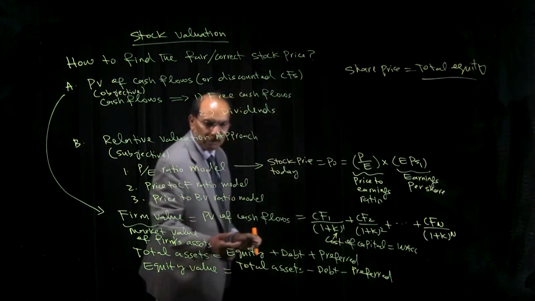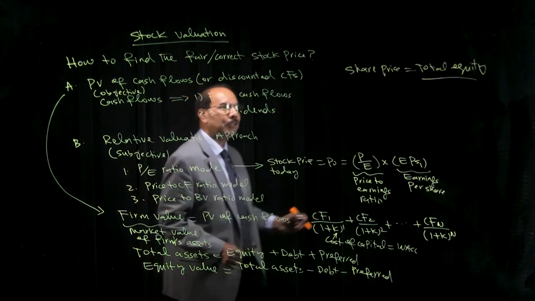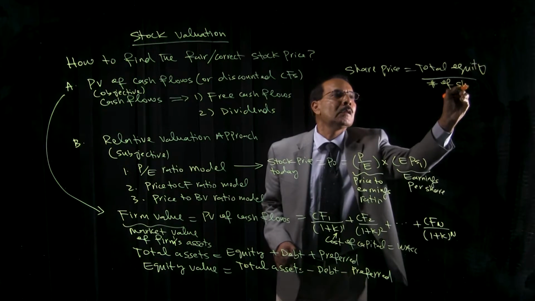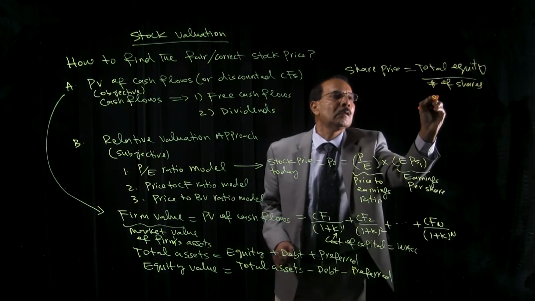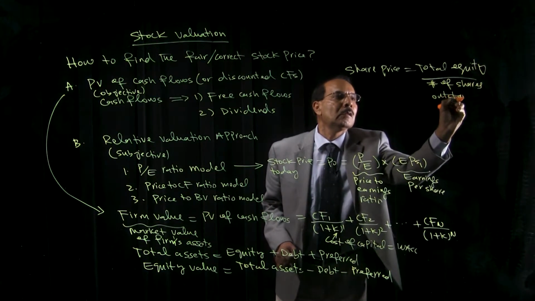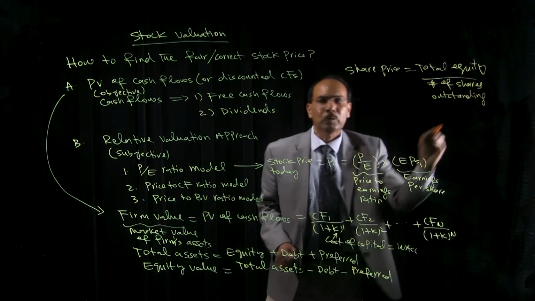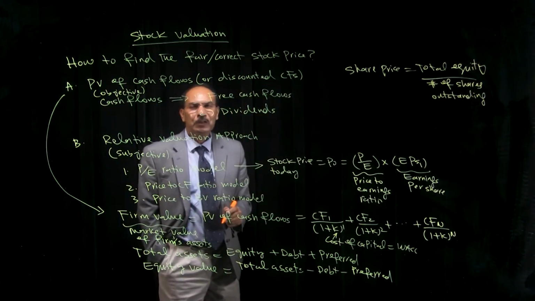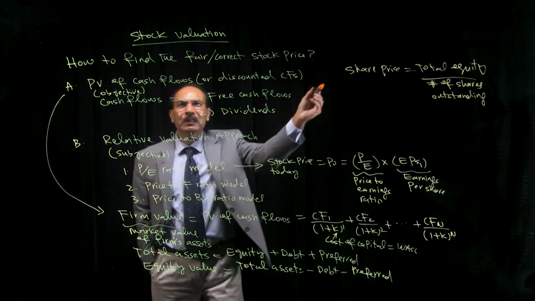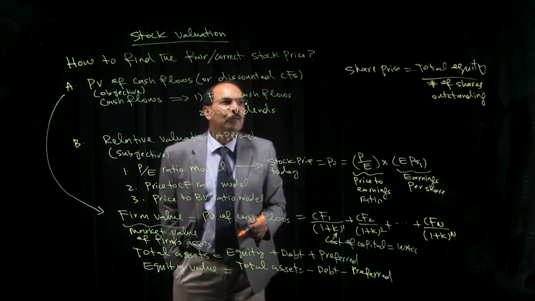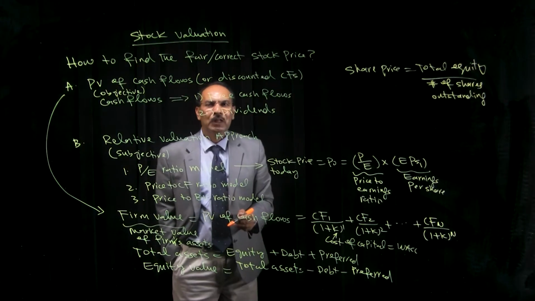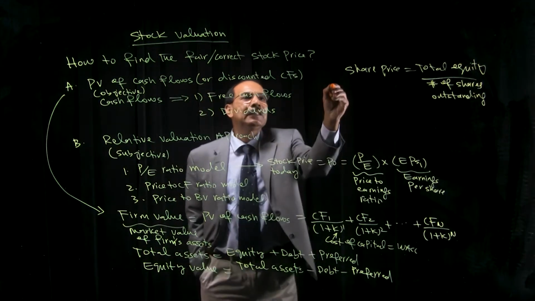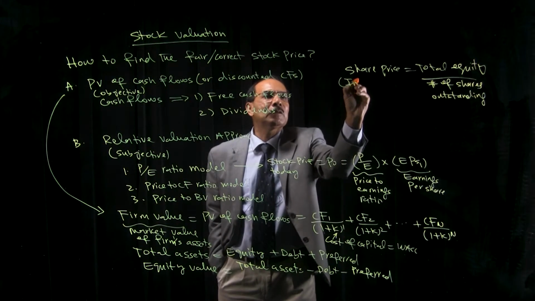And once we have the total equity value from here, we can divide by the number of shares outstanding. And that is going to give us an accurate way of finding the share price, or what we call the fair stock price, or the intrinsic, meaning correct, stock value.